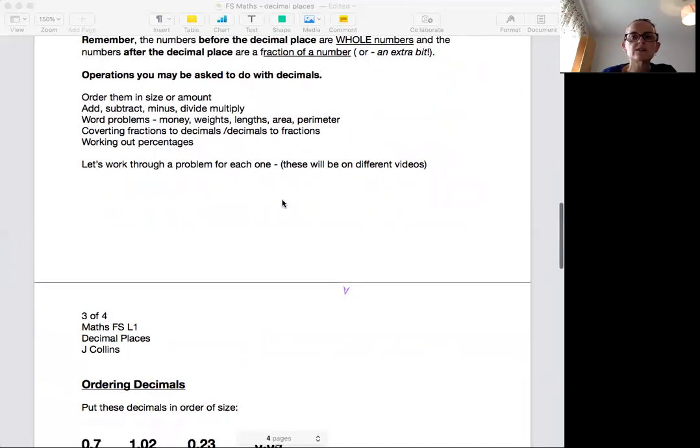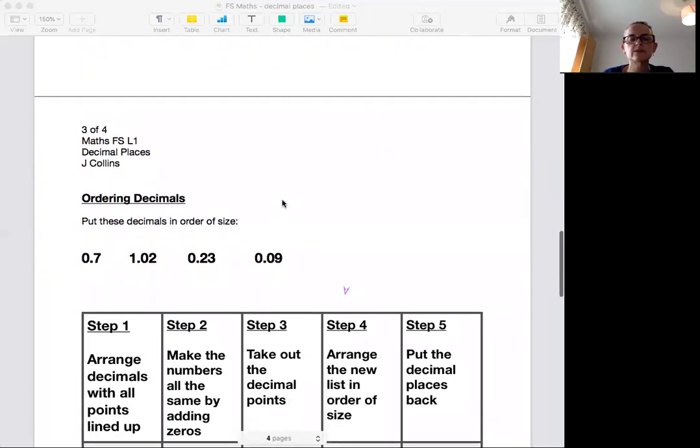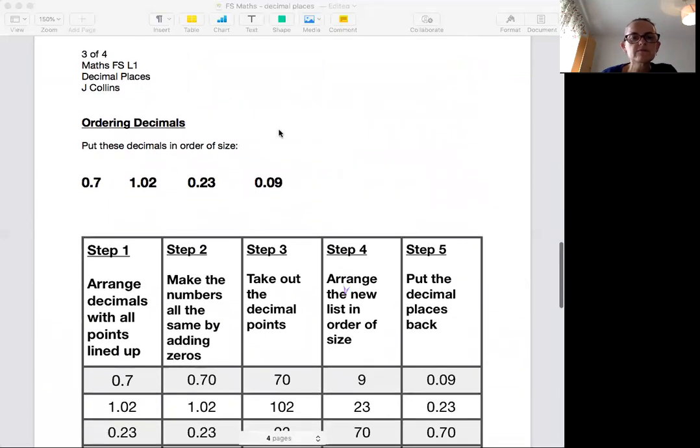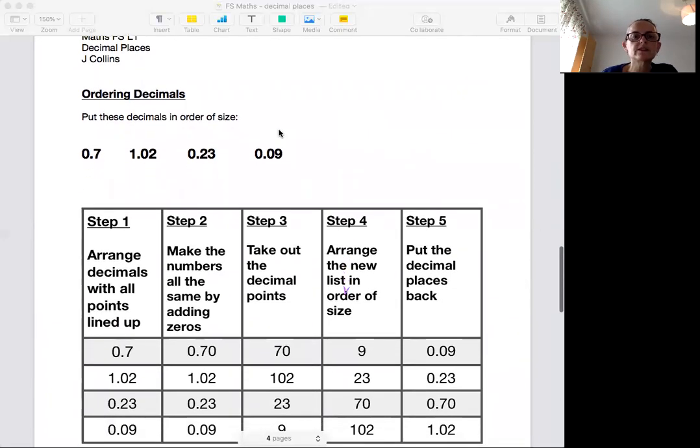So let's work through a method. You know me, I always like methods. So ordering decimals: put these decimals in order of size. Sorry, I was just checking to make sure my ticker is working, which it is. So we've got these decimals, 0.7, 1.02, 0.23 and 0.09. And we have to put them in order of size.